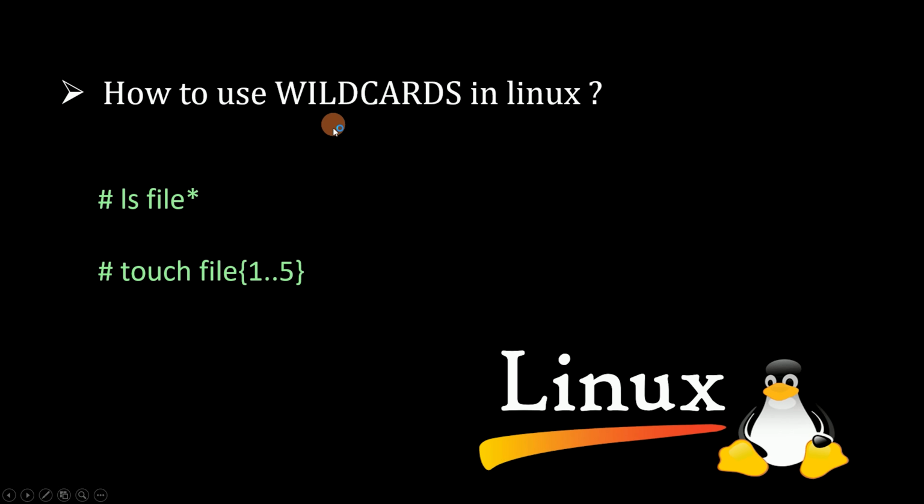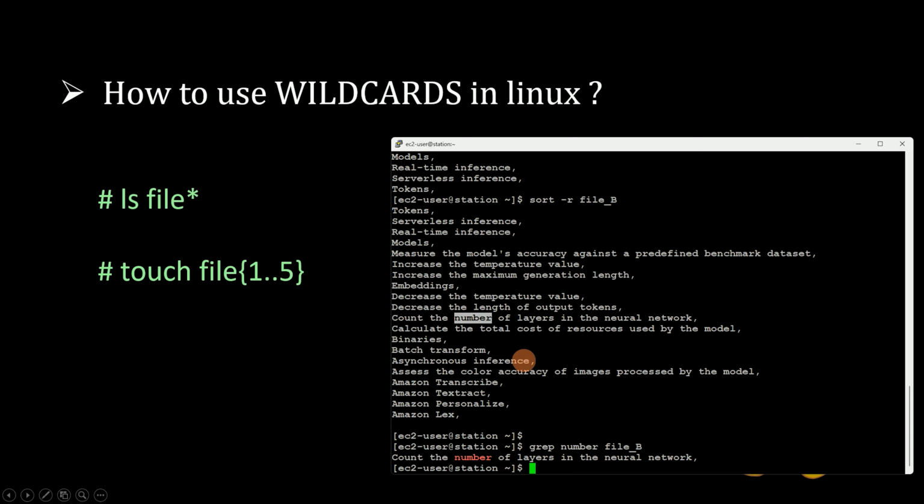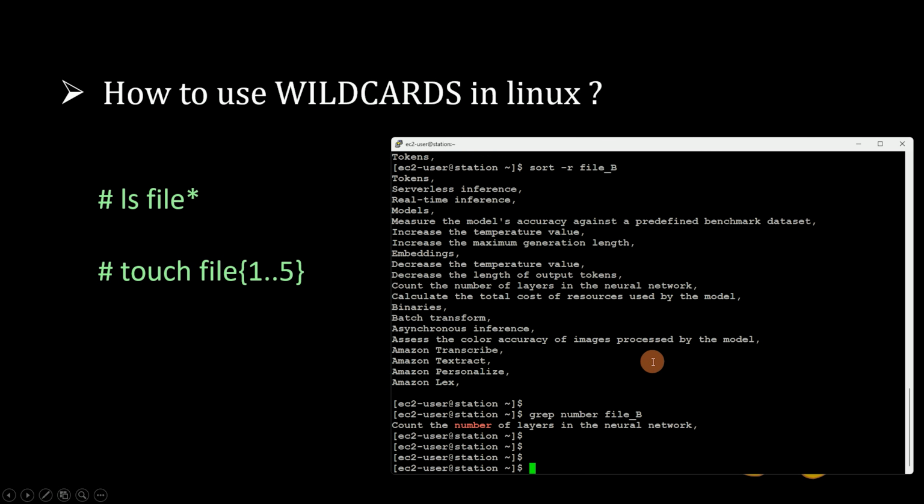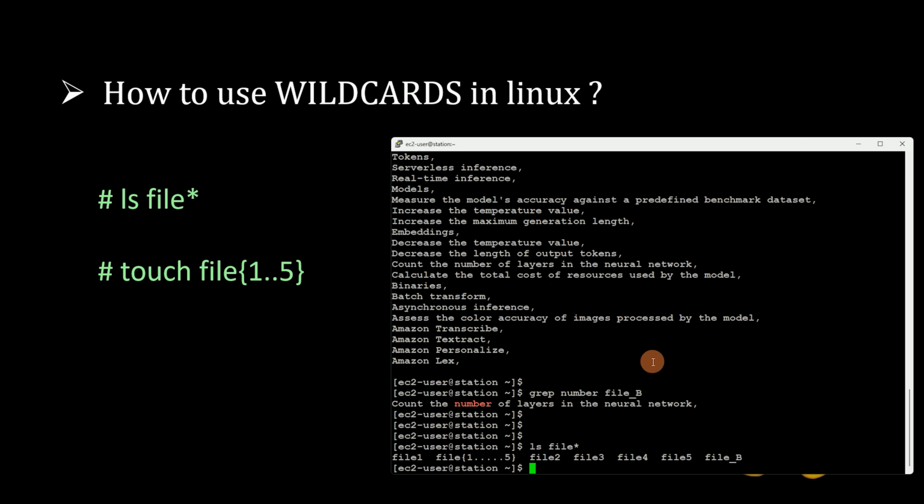How to use wildcards in Linux? We will use wildcards in these commands: ls file star, touch file 1.5. Basically, we are using these wildcards to create multiple files at a time and to find multiple files at a time. I will show you both cases. So ls file star: all the files starting with the name file will be filtered out. You can see whichever file has file at the beginning of its name has been filtered out.